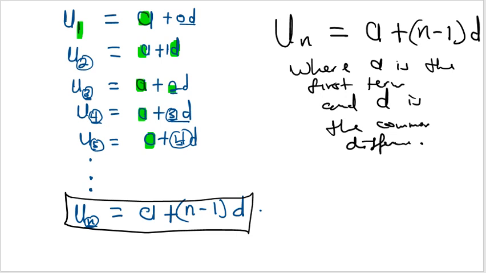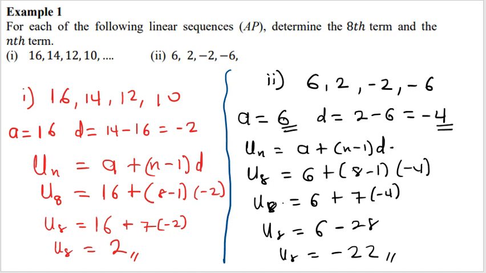Alright, so we are done. Let's take note of this, the general term of an arithmetic progression. Now let's take this example. For each of the following linear sequences, AP, determine the 8th term and the nth term. So there are two things. We are to determine the 8th term, then we also determine the nth term.